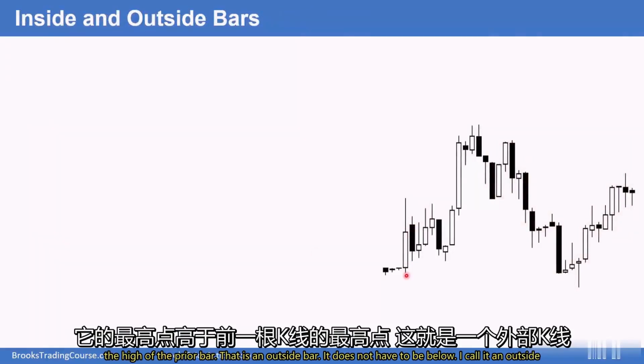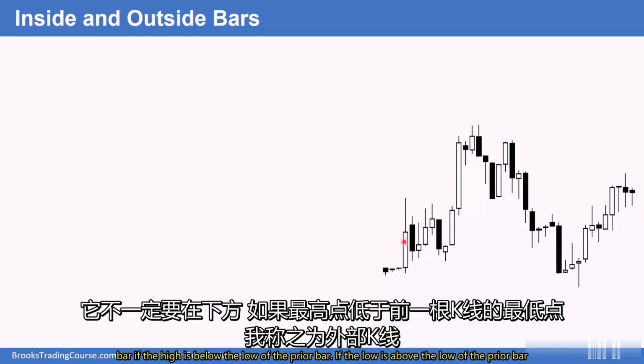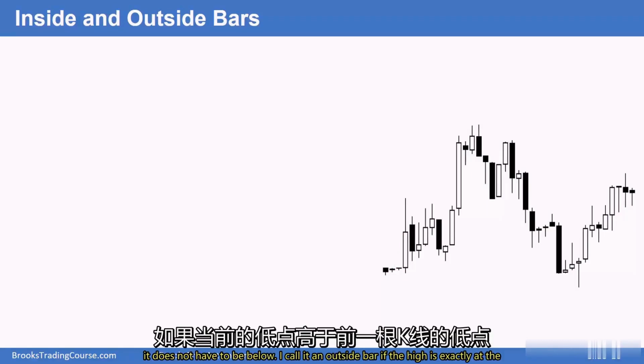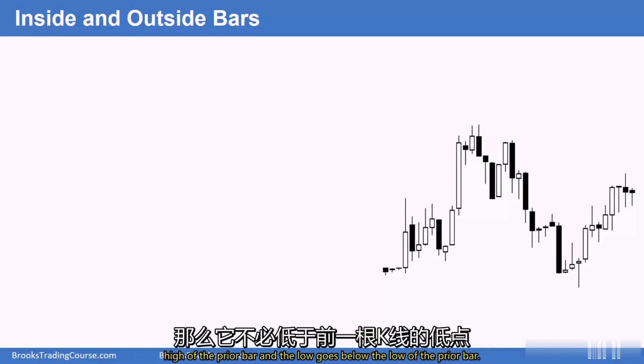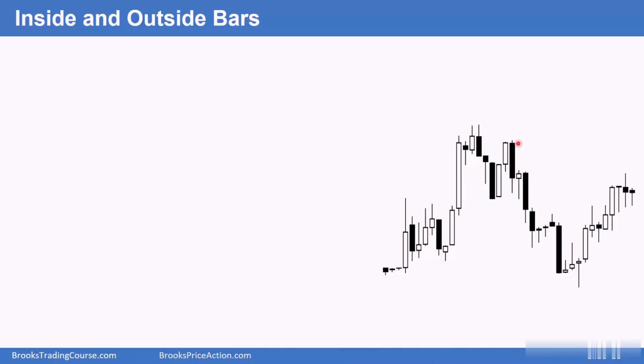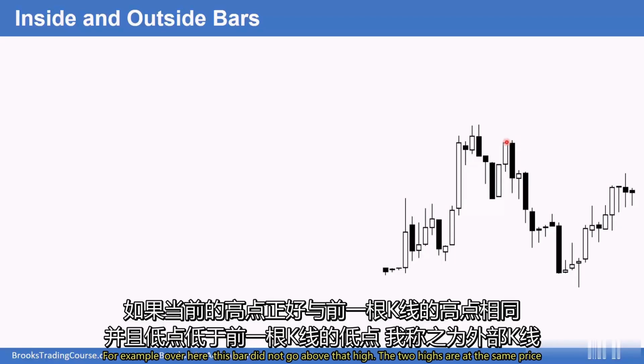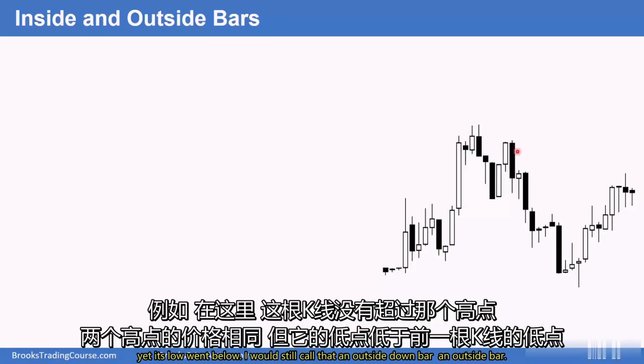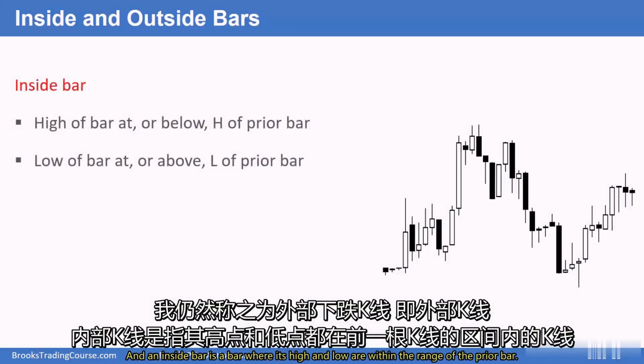Sometimes you'll see a bar like this. Its low is below the low of the prior bar. Its high is above the high of the prior bar. That is an outside bar. It does not have to be above. I call it an outside bar if the high is exactly at the high of the prior bar and the low goes below the low of the prior bar. For example, over here, this bar did not go above that high. The two highs are at the same price, yet its low went below. I would still call that an outside down bar, an outside bar.